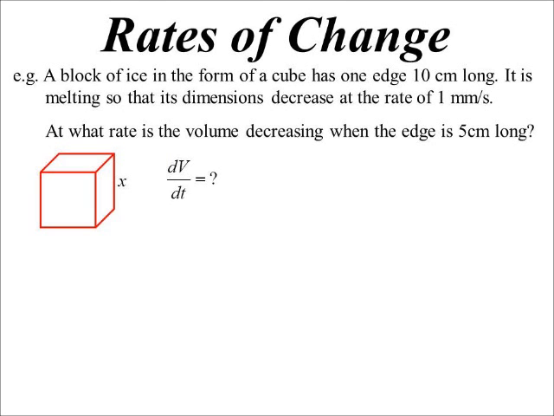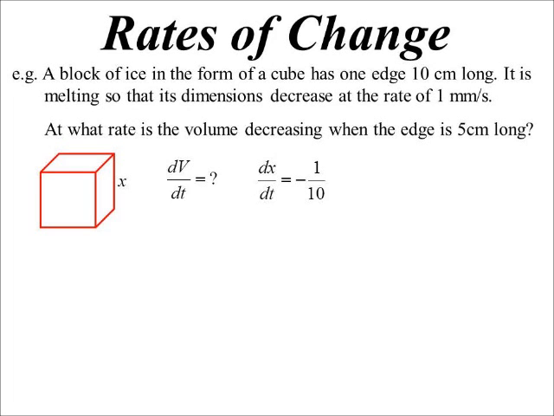Well, I don't really have that. What I do have is a link between the edge of the cube and time. And we know that's negative because it's decreasing. And 1 millimetre per second, I've changed it into centimetres so it matches the question, so it'd be minus 1/10 of a centimetre per second. So I have dx/dt. I also know the volume of the cube. I've got dx/dt, I want dV/dt.